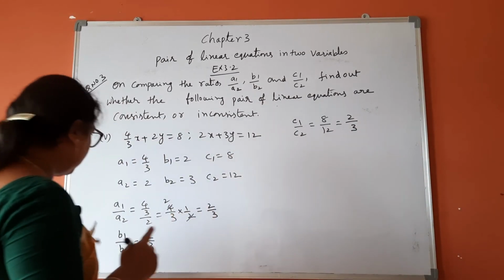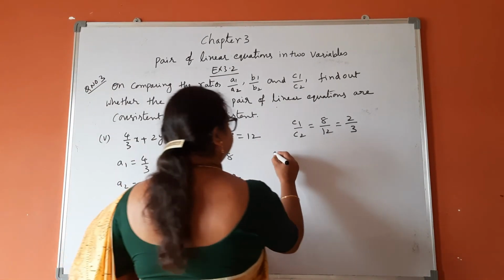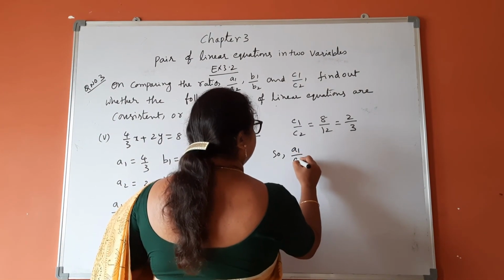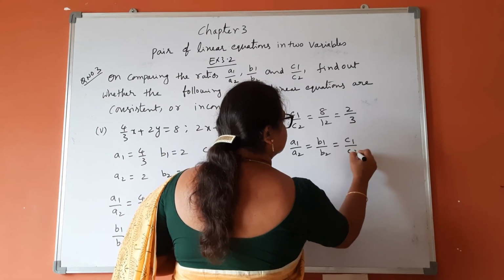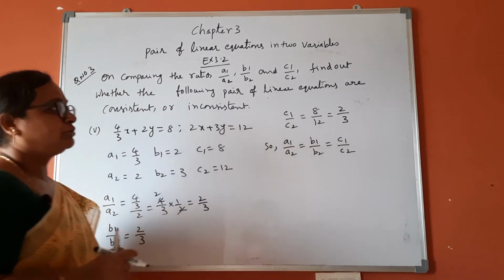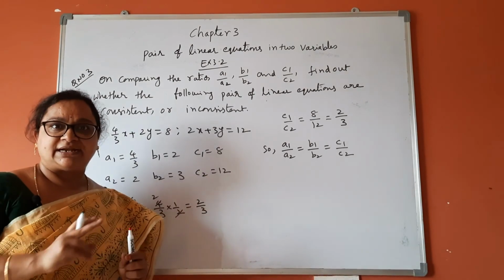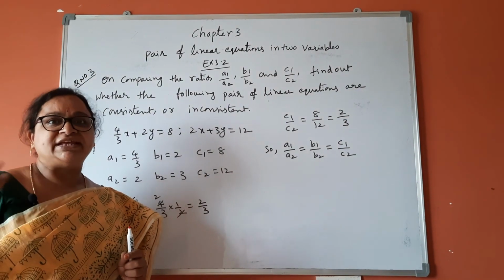So obviously all 3 are equal. A1 by A2 is equal to B1 by B2 is equal to C1 by C2. So the lines are coincident lines. So infinitely many solutions. That means consistent.